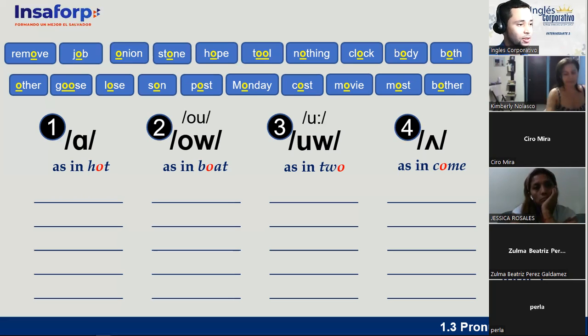So unfortunately, I cannot really give you a rule, because rules are not really clear. Pronunciation rules are vague in English. They are more like generalizations. So we're going to be practicing these words.